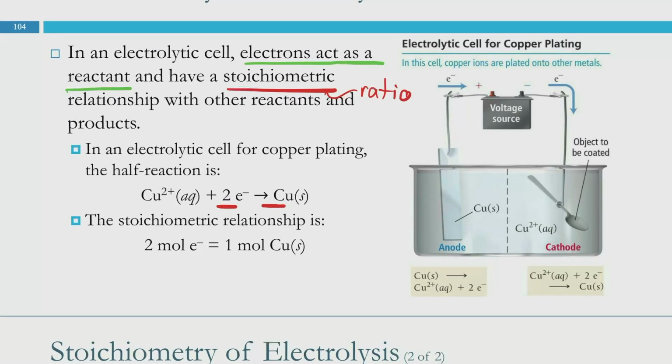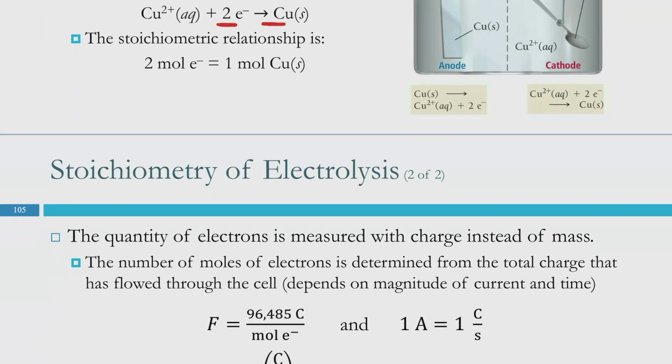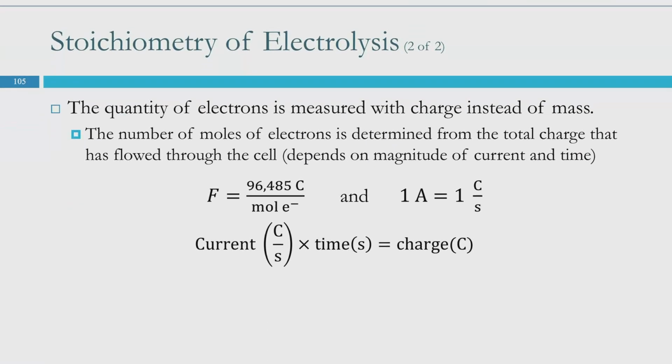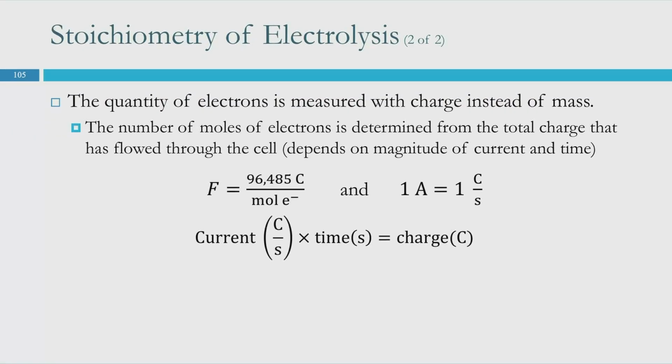But the takeaway, right, we've got a ratio between our electrons and the thing that we are trying to plate. The thing we're trying to pull out of solution and put onto our cheaper metal to make it look cool or whatever. Since they are electrons and they're charged, we're going to measure their quantity, the number, with charge instead of mass.